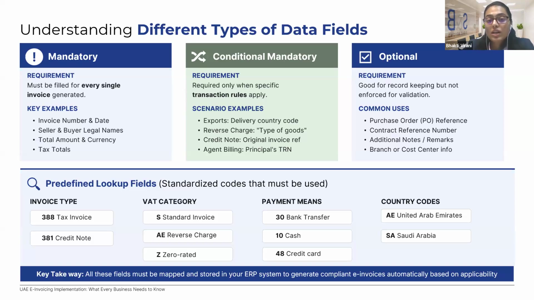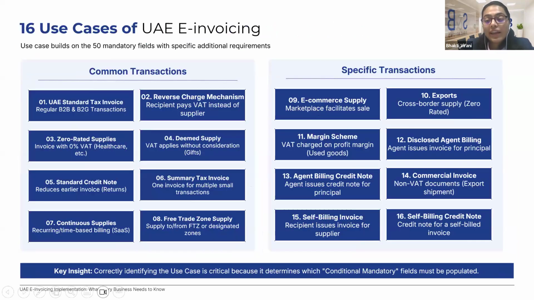Now, like we discussed in the conditional category, there are certain transactions for which the FTA defines additional data fields which are required apart from the mandatory data fields. The FTA has for now prescribed 16 such transaction categories for which e-invoicing is required to be generated. Based on the type of category, there would be certain conditional mandatory fields along with the mandatory fields which would be required to be captured on the invoice.